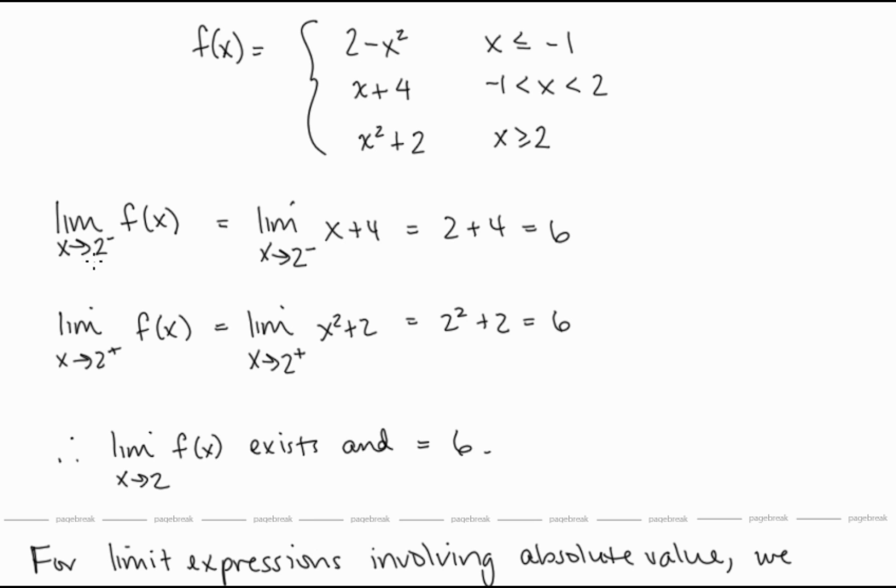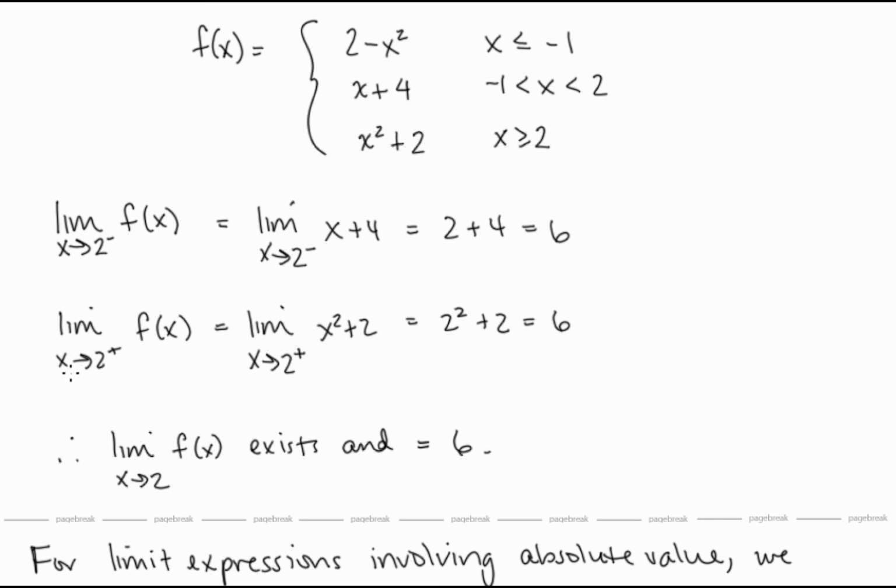So the limit as x goes to 2 from the left of f of x is going to be using the function x plus 4 because the x values to the left of 2 fall into this set. And so this limit is equal to the limit as x goes to 2 from the left of x plus 4. We can just plug in here, and so that gives us 2 plus 4, which is equal to 6.